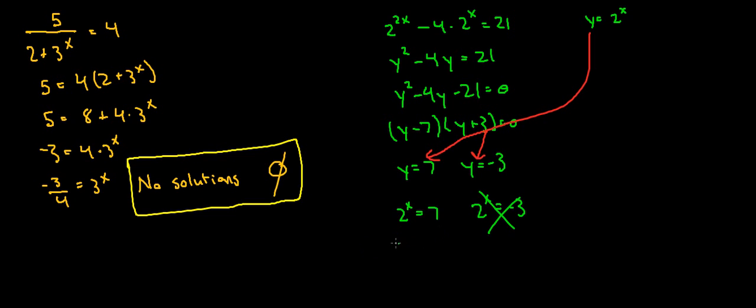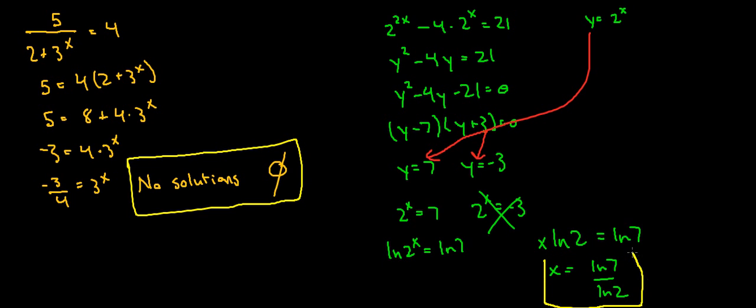and I can just take the natural log of both sides. Natural log of 2 to the x, natural log of 7. Use the power rule. X comes out in front. Natural log of 2, natural log of 7. Divide both sides by the natural log of 2. X is equal to the natural log of 7 over the natural log of 2. So that's that one, and I'll do one more.